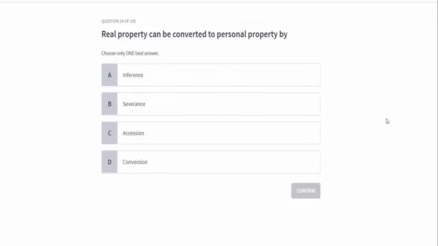Alrighty, next one, 14. Real property can be converted to personal property by, and it gives us 4 options: inference, severance, accession, or deconversion. Let me repeat that one more time with the letters. A, inference. B, severance. C, accession, or D, conversion. So come up with your answer on that one, and we'll reconvene in a couple moments.